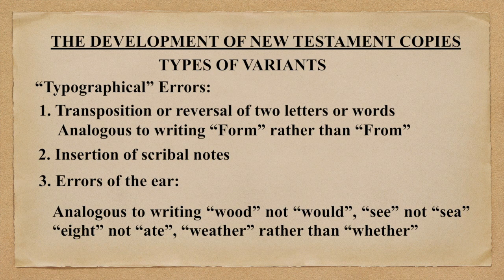There are errors of the ear that occurred when manuscripts were copied by dictation. In these cases, a singular person would read a text while several scribes made copies, and thus the scribe inserted a word that sounded like the word that is being spoken. Modern examples would be the different spellings in wood, or sea, or ate, or weather, and so forth.